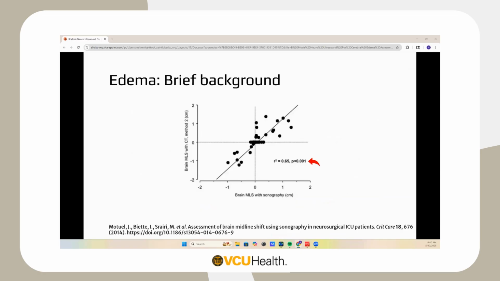This is the second study. It was published in the Journal of Critical Care in 2014. They evaluated 52 patients in the neurosurgical ICU with space-occupying pathology, and again found a positive correlation, this time with an R squared value of 0.65.